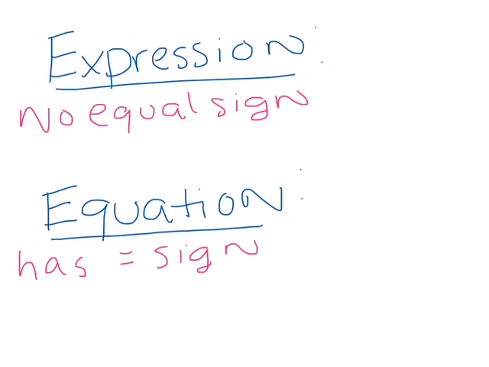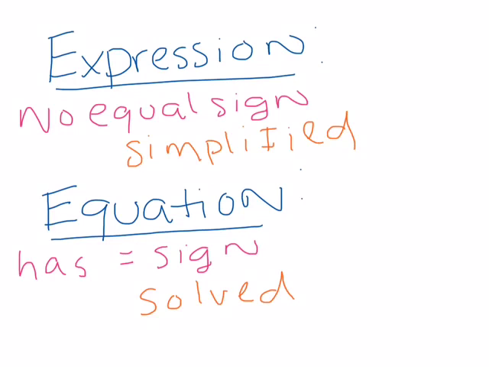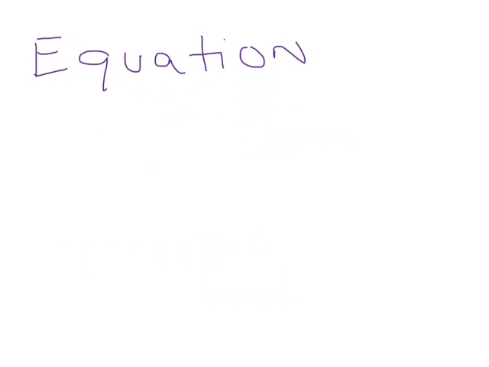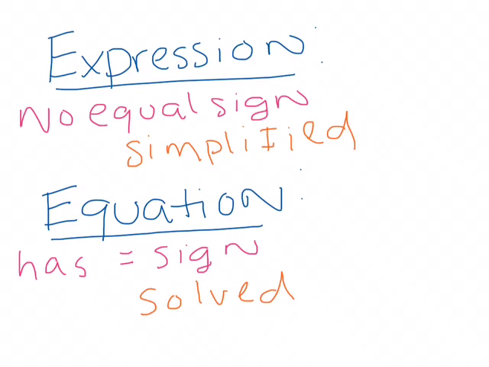An expression is simplified, whereas an equation is solved. Those are the two main differences between an equation and an expression. Make sure that you know both. You know that an expression has no equal sign and is simplified, whereas an equation has an equal sign and is solved. Now let's move on to talk about an equation.